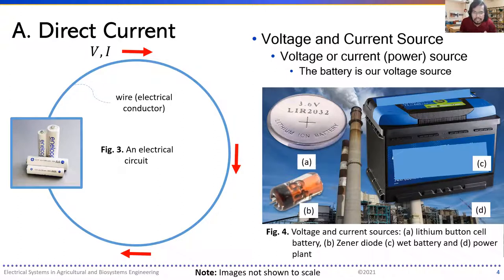That wet cell is used mostly in automobile applications. We have also the power plant as a source of power. Now, a current source is where the current value is maintained. Thus, a current source is independent of the voltage difference across it. Now, that's the difference between the voltage and current source.